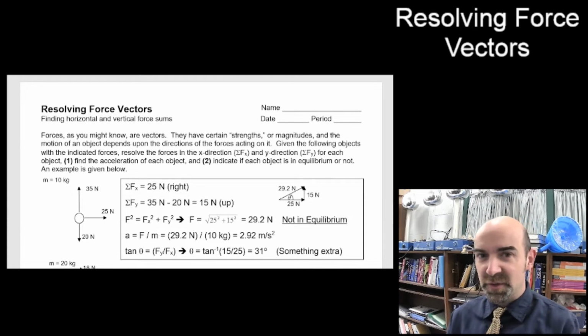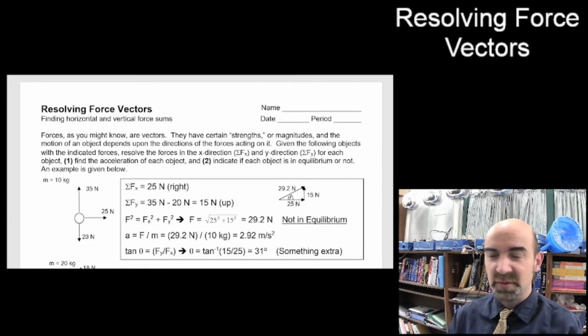Now, it's coming off the worksheet example that you'll have in class. And there it is, you see it right there. There's a 35 Newton force going up, a 25 Newton force going to the right, and a 20 Newton force going down. Now, what's that mean?